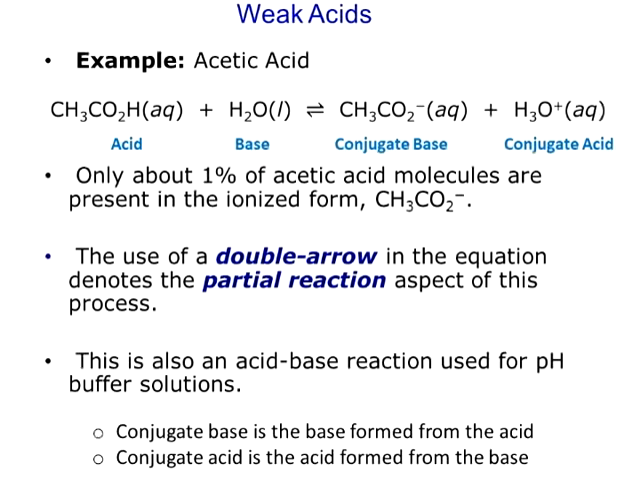And only about 1% of acetic acid molecules are present in an ionized form. So it's very weak. There's a double-headed arrow in the equation that denotes the partial reaction aspects of this process. So it's really partially reacted. So it's really not forming very many of the ions. This is also an acid-base reaction used for pH buffers. So weak acids are used in buffers.